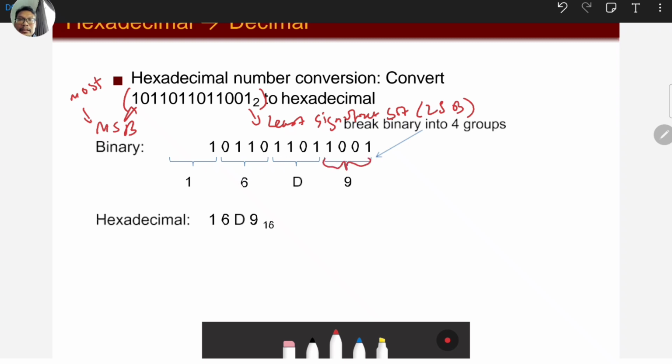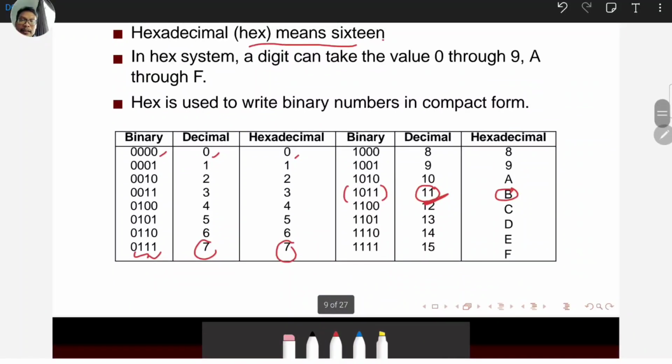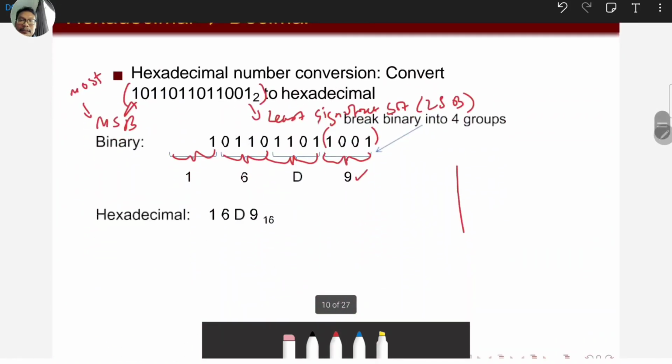Here is the first group, here is your second group, and remember from the LSB to the MSB, the third group and the fourth group. What is the hex value of each group? Here 1001 is actually a 9, looking at the table up here. Given a certain binary value, what is your hex value? So what is 1101? What is 1101 in hex?